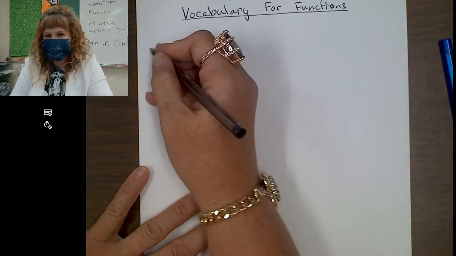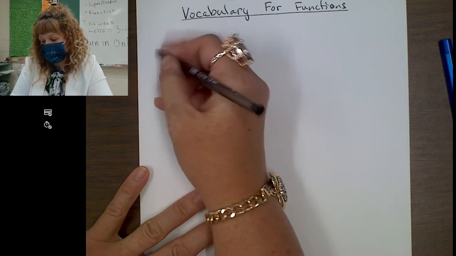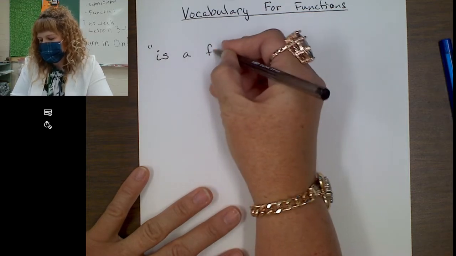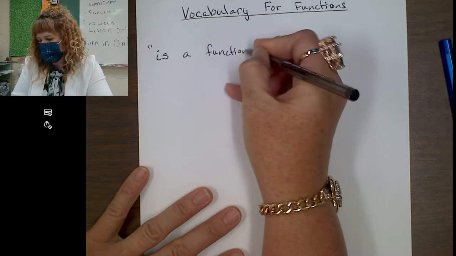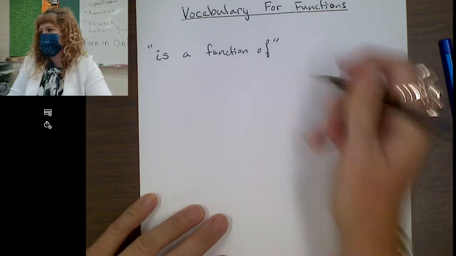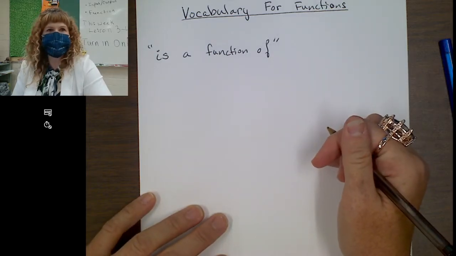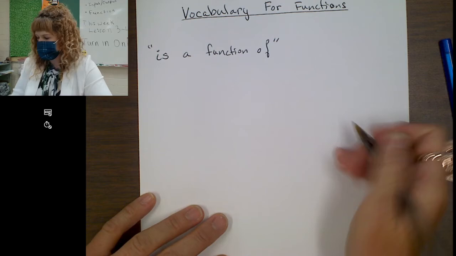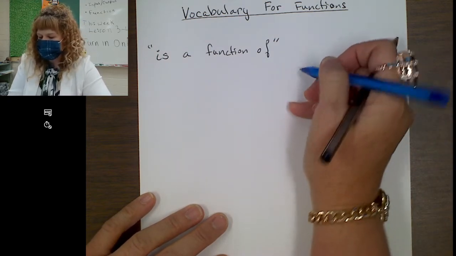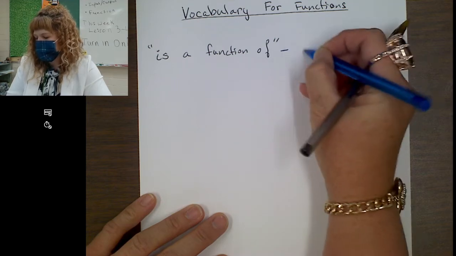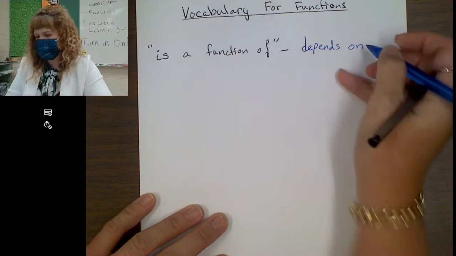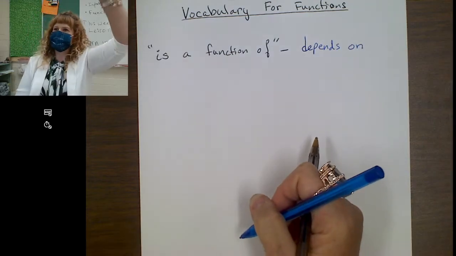The first word you need to write down, or phrase, is "a function of." Put that on your paper, please. "Is a function of." And I'm going to teach you what this means. When someone says "is a function of," it means "depends on." Put that on your page. Depends on.